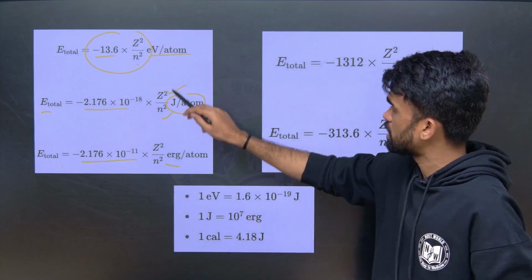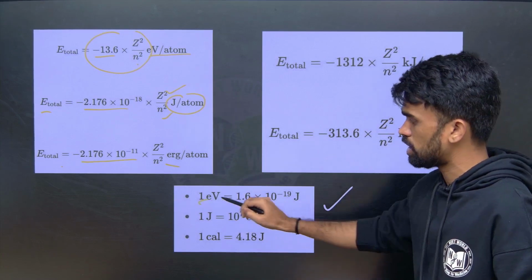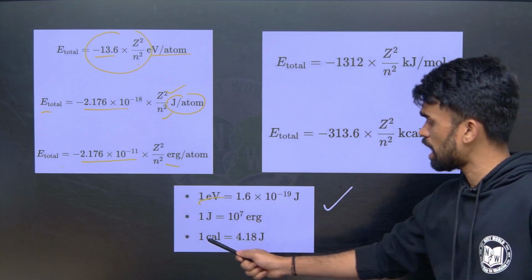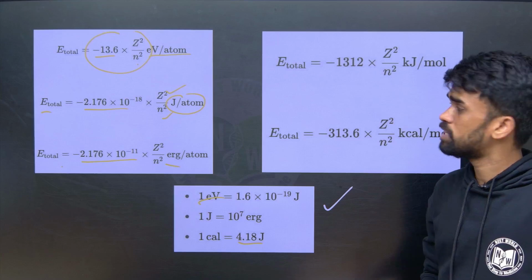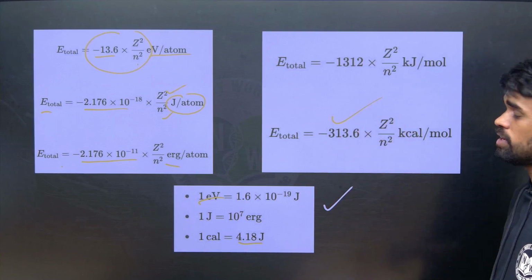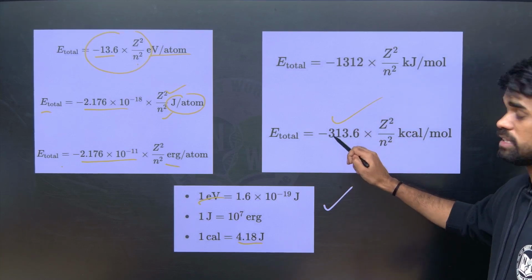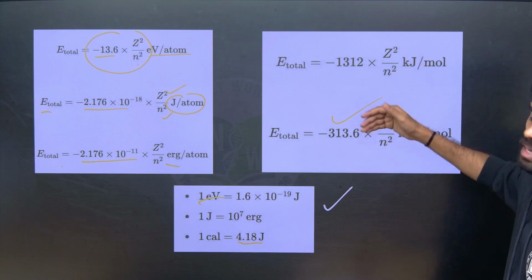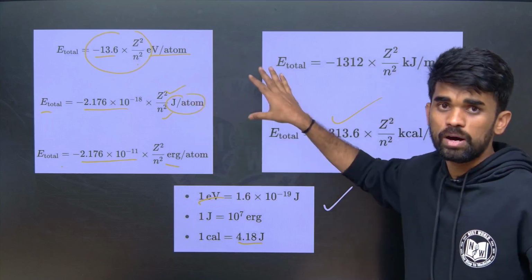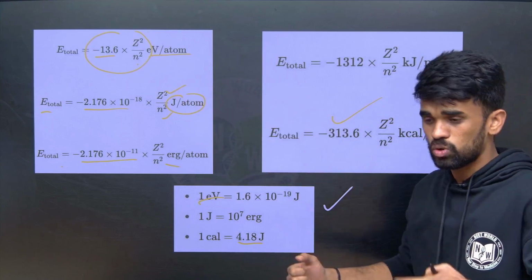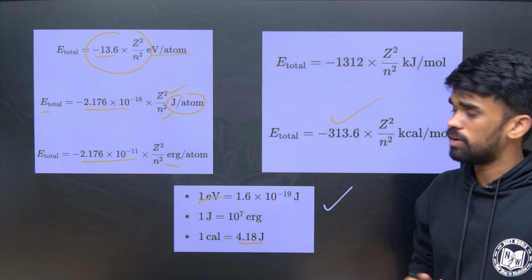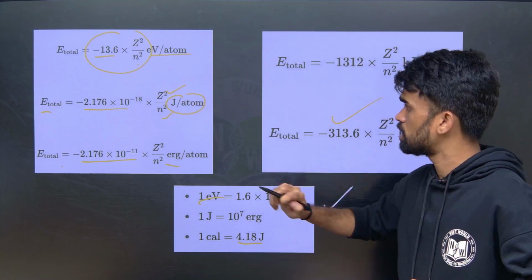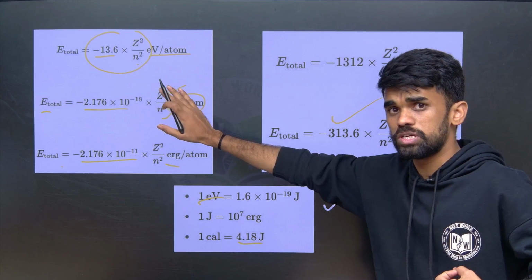How can we relate electron volt and joule? The relation is: 1 electron volt equals 1.6 into 10 power minus 19 joules, and 1 calorie equals 4.18 joules. Based on this we have a relation for calories also: minus 313.6 Z square by n square kilocalorie per mole. These are the relations you need to remember. All these 5 formulas are important. Sometimes, depending on the question, we have to use a particular formula, because they may give different units. So according to the units of the particular question, we need to answer.